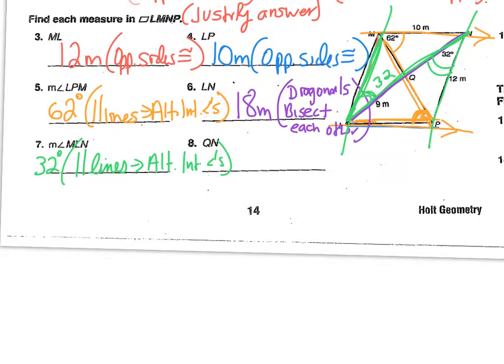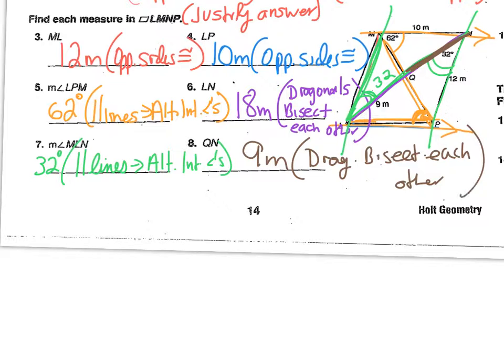And the last one, number 8. How about QN? That is 9. You're right. How come that is 9? Because diagonals bisect each other. Okay, perfect. So that is when you just have to find measurements of sides. Okay, so now let's move on to the second part.